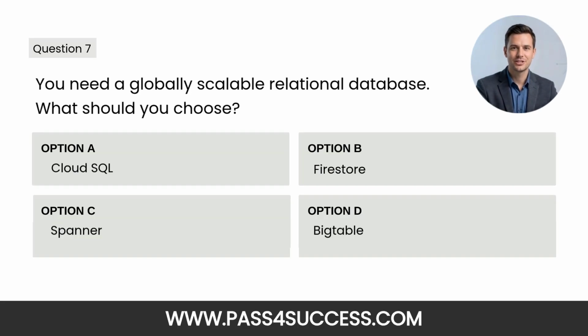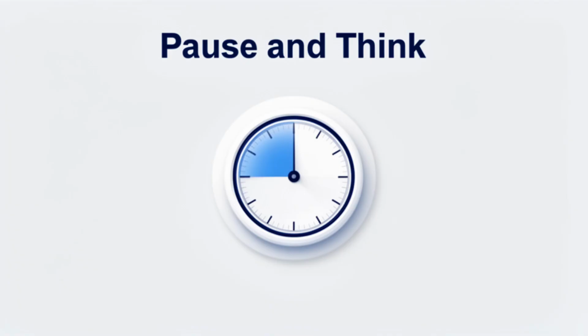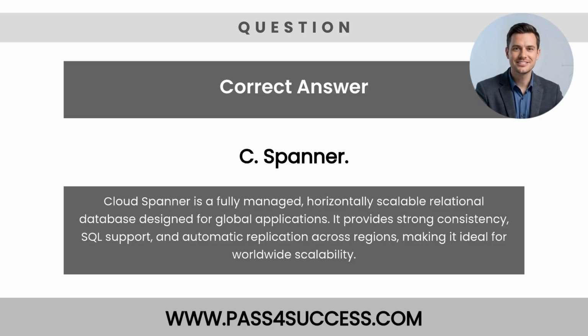Question 7. You need a globally scalable relational database. What should you choose? A. Cloud SQL. B. Firestore. C. Spanner. D. Bigtable. Pause for 5 seconds. Think about it.